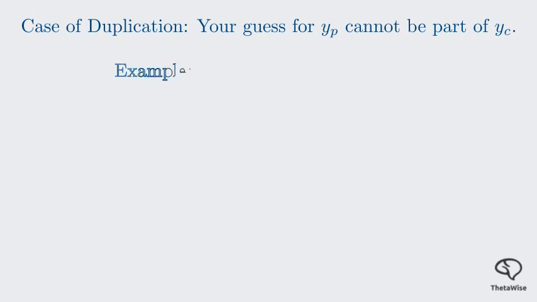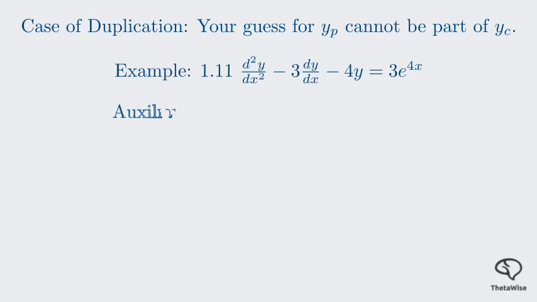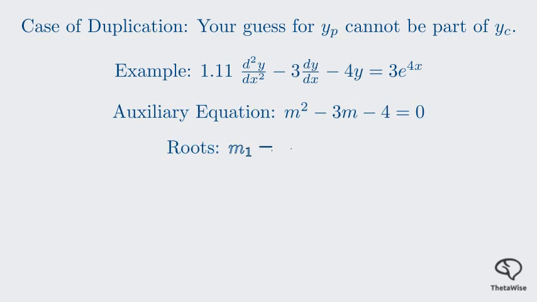Consider problem 1.11. d squared y over dx squared minus 3 dy over dx minus 4y equals 3e to the power of 4x. Step 1. Find the complementary solution, yc. The auxiliary equation for the homogeneous part is m squared minus 3m minus 4 equals 0. This is the same equation from our first distinct real roots example. The roots are m1 equals negative 1 and m2 is 4. So our complementary solution is yc equals c1e to the power of negative x plus c2e to the power of 4x.